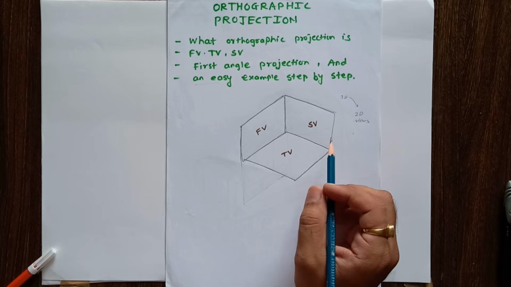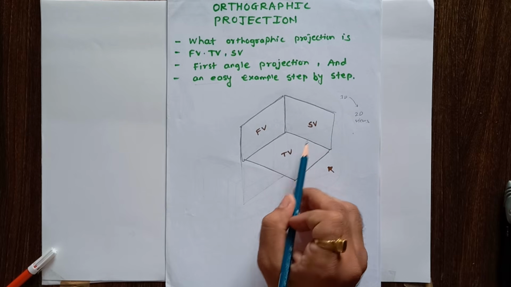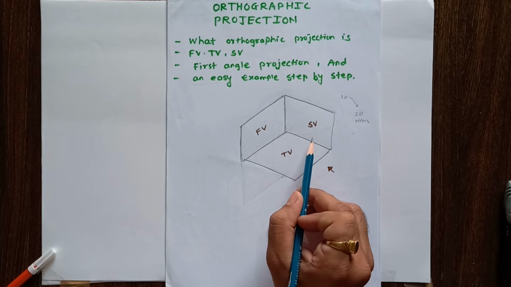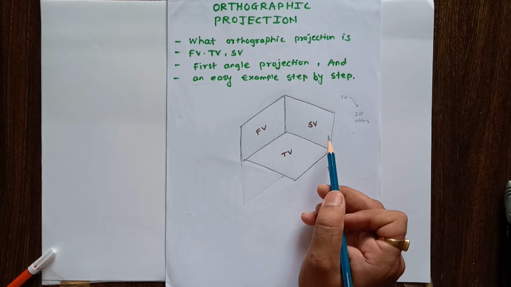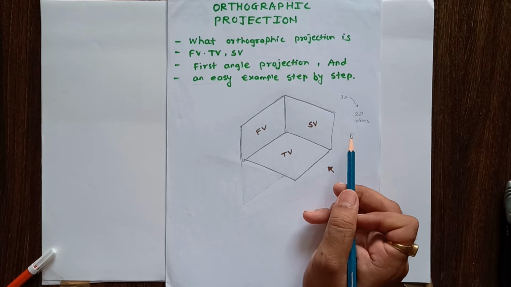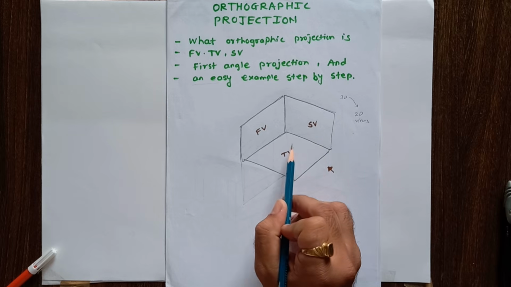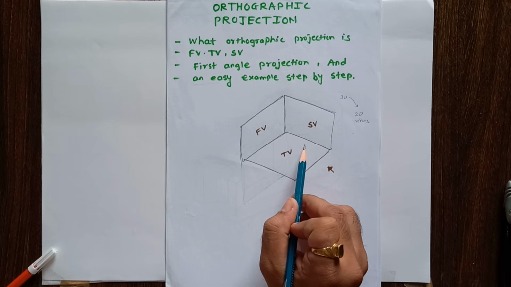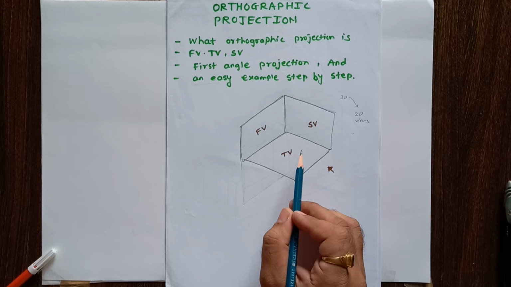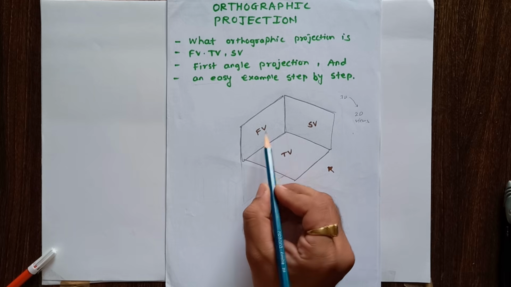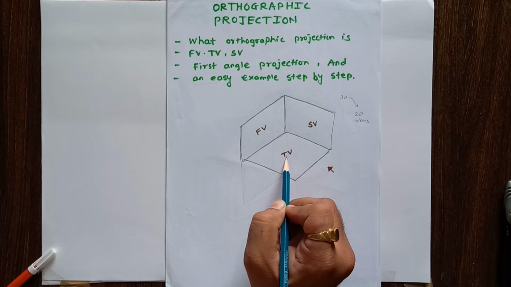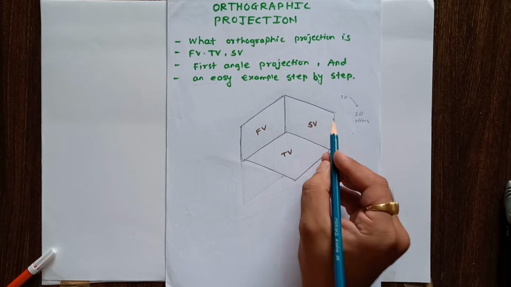So here, whatever the object is, it may be a machine part, or it may be made of wood or metal, it is placed here. This is the first quadrant, and this first quadrant consists of different planes: the front view plane, the top view plane, and the side view planes. There are two side view planes.